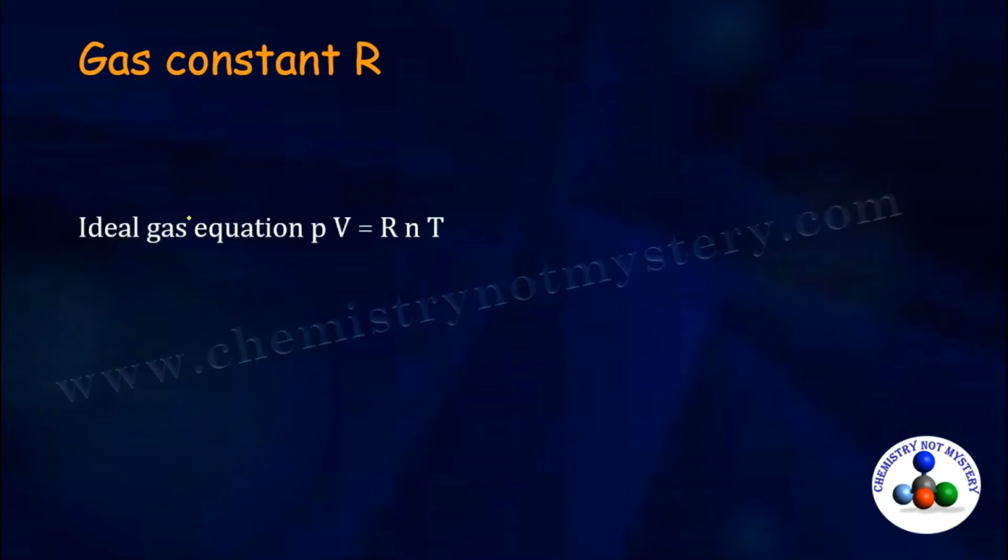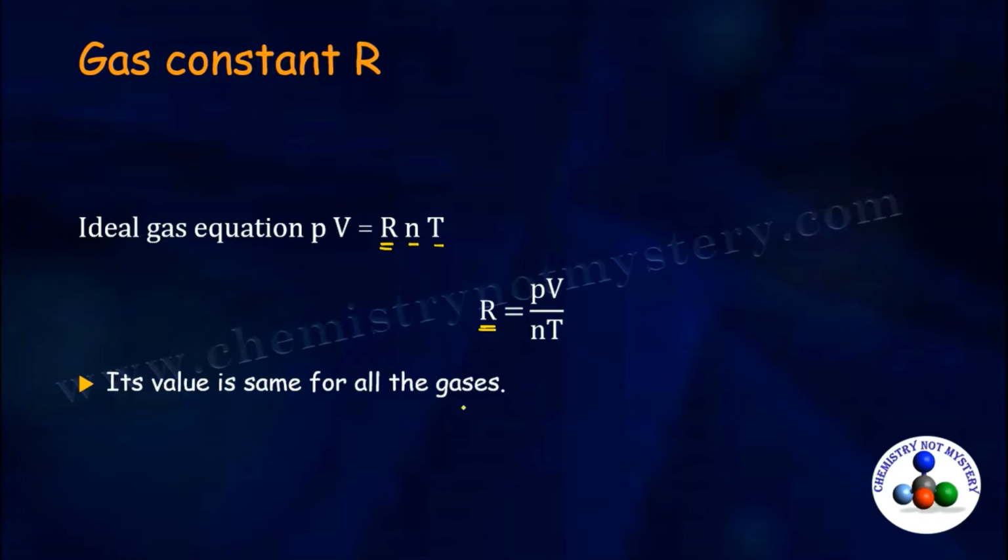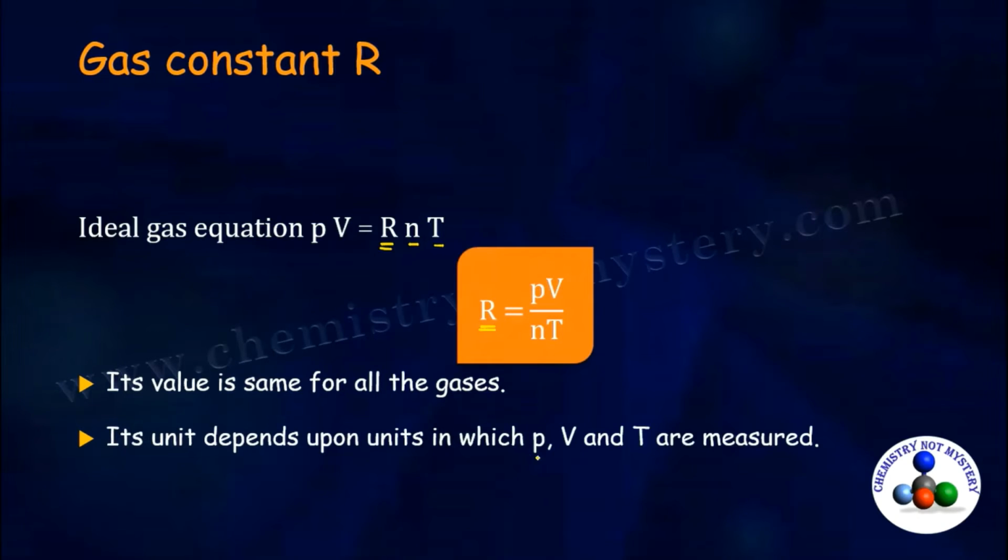We have the ideal gas equation PV = nRT. To get the value of R, you have to transfer n and T to the other side of the equation. So here you will get R = PV/nT. It is the gas constant and its value is the same for all gases, but the unit depends on the unit in which pressure, volume and temperature are measured.